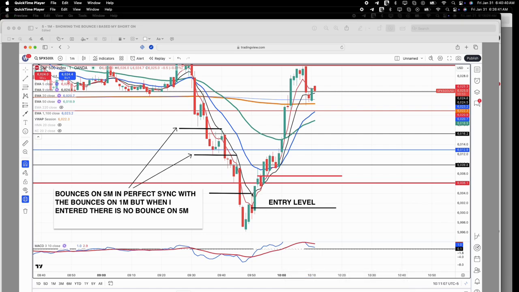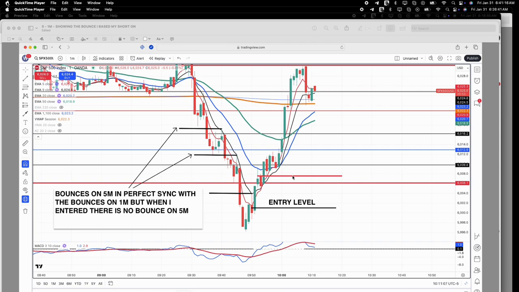This bounce, which I used to make an entry, and it's bouncing off the same EMA, right? Bounce of EMA 9, bounce of EMA 9. And I thought this bounce of EMA 9 will give me a nice run down. I'm going to make some profit here. It didn't happen. The price reversed, and at this level, this red line, I was stopped.